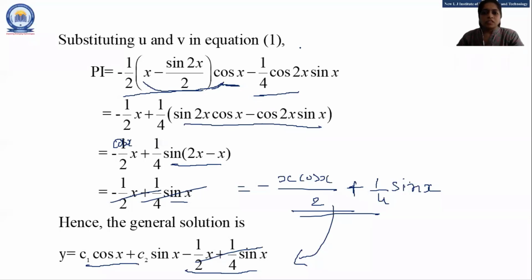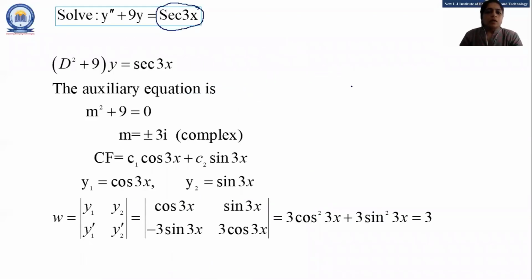Okay. So let's move with one more example. See here, our given question is y double dash plus 9y is equal to sec 3x. So this y double dash is D square plus 9 into y is equal to sec 3x. So the auxiliary equation is what, students? m square plus 9 equal to 0. So m is equal to plus or minus 3i.